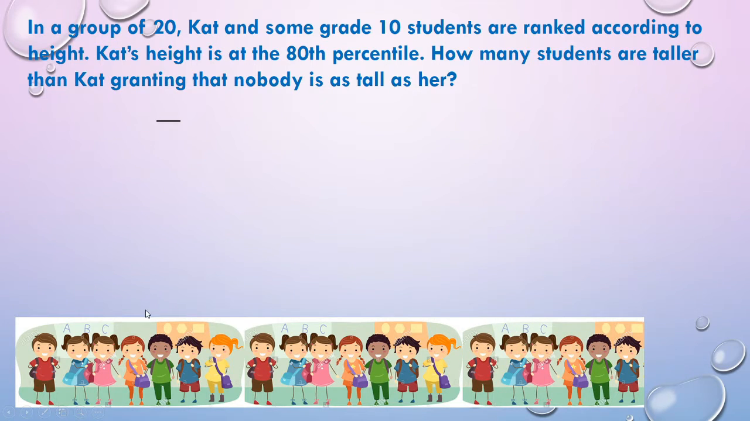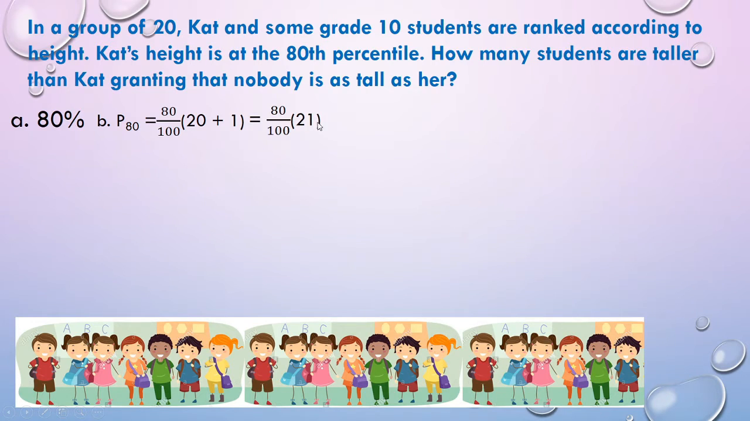Ito yung 20. Nasaan kaya si Kat dito? So, ang 80th percentile equivalent to 80%. Kunin natin ang value ng P sub 80 using the formula. Meron tayong 80 over 100 times 20 plus 1. 20 yung N, tapos yung formula plus 1, diba? Ang formula, tandaan ninyo, it's K over 100 times N plus 1.